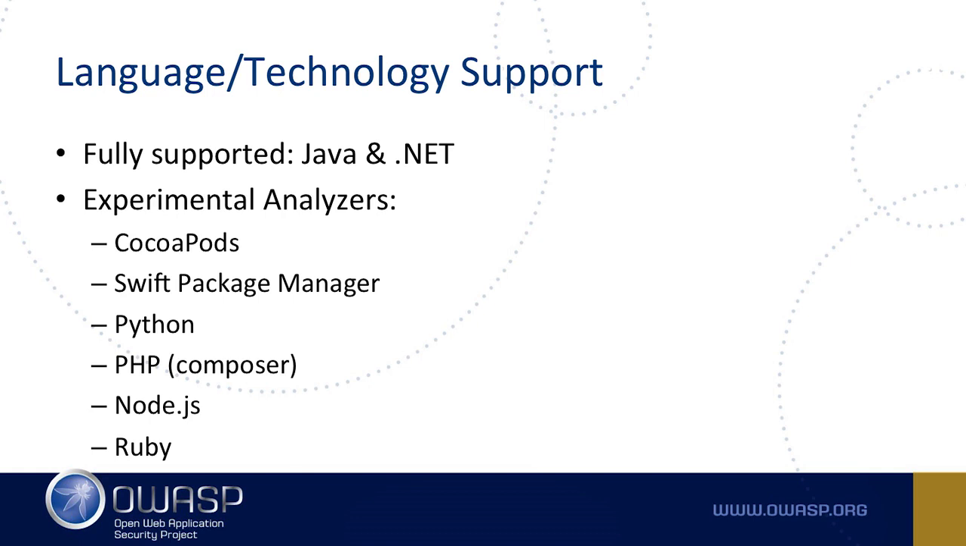The top three are probably going to get the most attention over the next couple of months to really try and get those promoted to be first-level citizens within Dependency Check. I know I've had a lot of people asking for those three, so I'm really happy to have gotten the help from the community in building these things out.